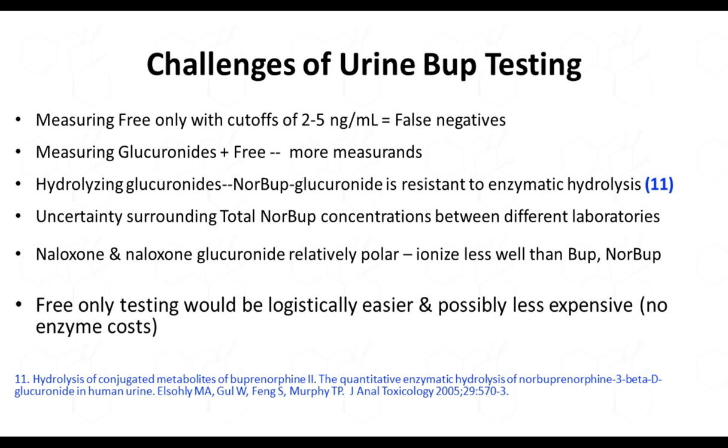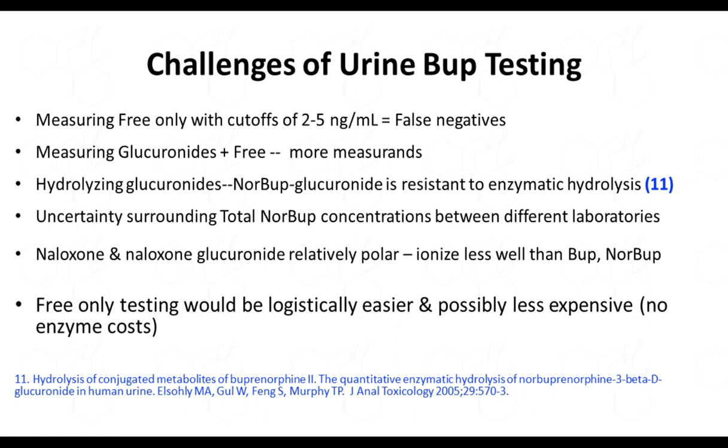So what are the challenges of urine buprenorphine testing now that we have this background? Well, first of all, if you measure with those cutoffs that I've just described of 2 to 5 nanograms per mil, if you're measuring only free drug, you're going to have false negatives. So one solution to that is to measure both the glucuronides themselves as well as the free species. So that gives you more and adequate information. You're not at the risk of a false negative, but it does mean that you have more measurands. So instead of 3 substances for which you have to create calibrators and quality control material and review peaks and track quality control, you have 6. So definitely more work, although it's also more information.